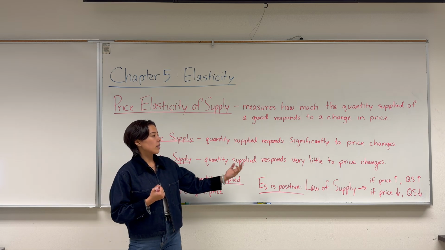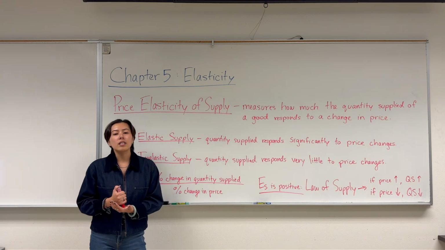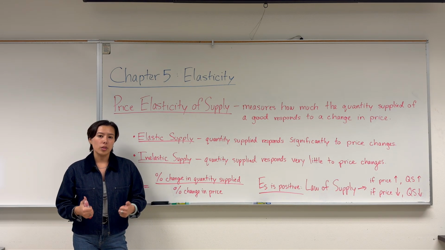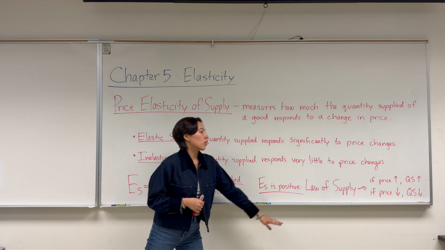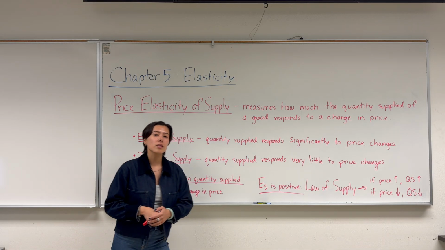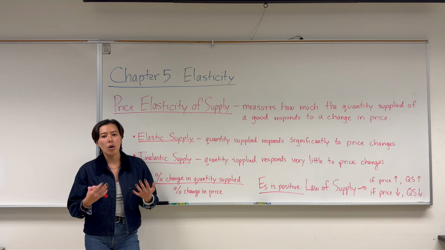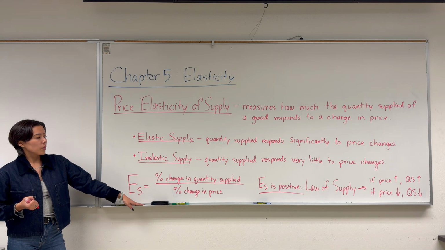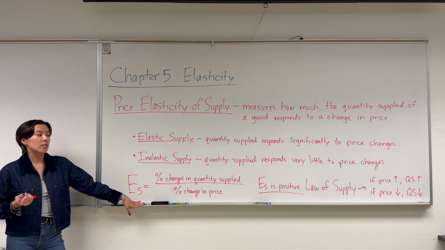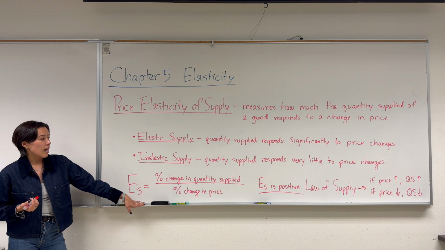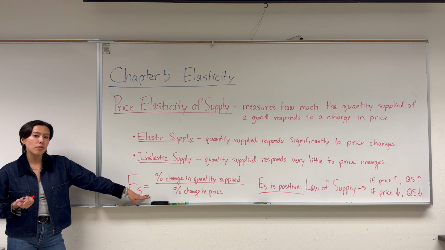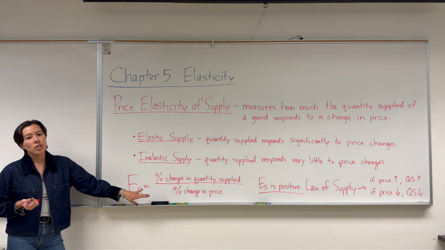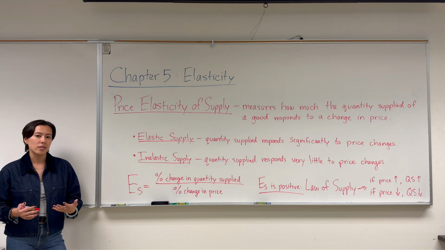So if the price of a good increases, the quantity supplied of that good will also increase. If the price of a good decreases, the quantity supplied of that good will also decrease. What this means is that in our price elasticity of supply formula, we'll always have either a positive and a positive, or a negative and a negative, so our answer will always be positive.